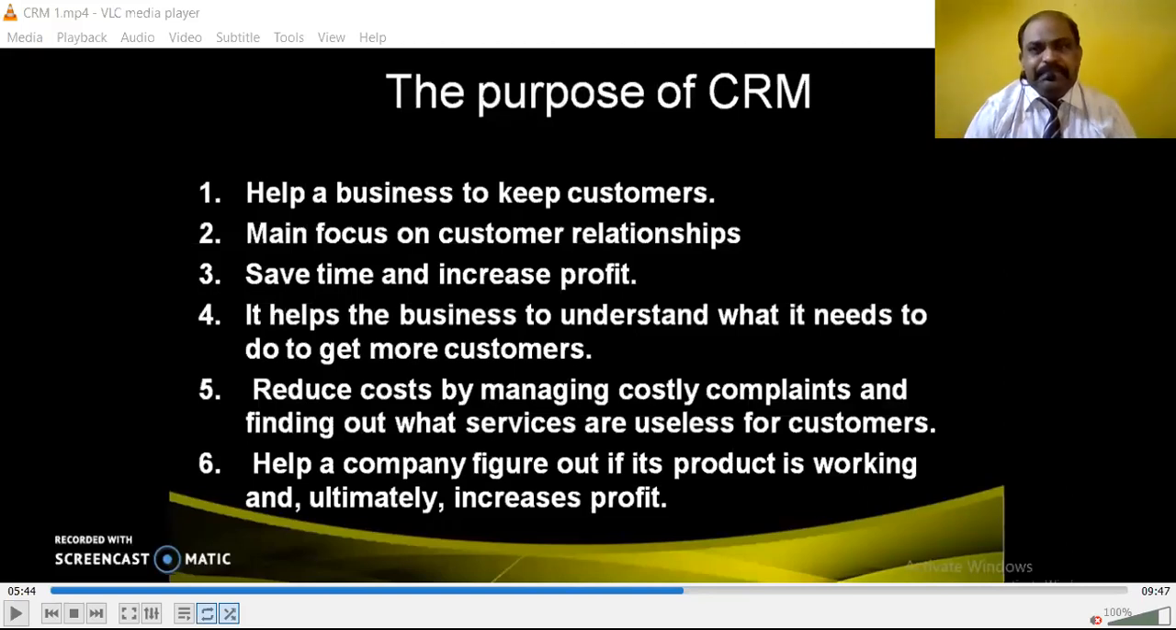Now, point number 5. CRM helps to reduce the cost by managing costly complaints. The most important department of every company is the customer relationship management department. Why? दोस्तों, there is a chance we are getting a complaint from the customer. No company is 100% perfect, including Microsoft and Google.